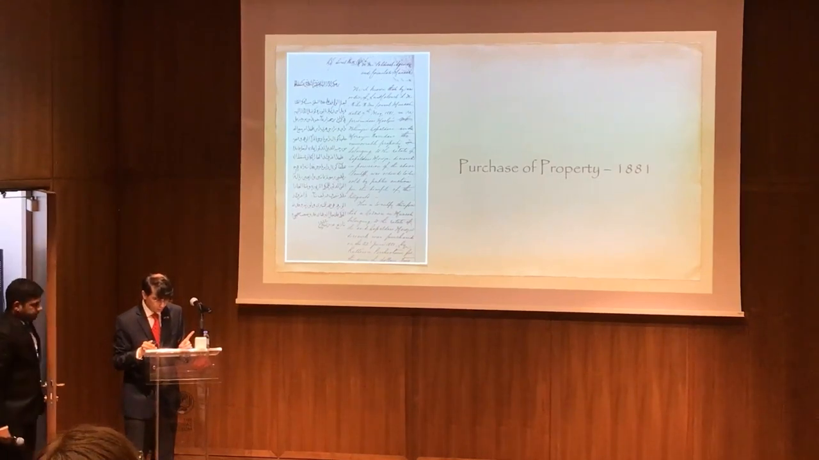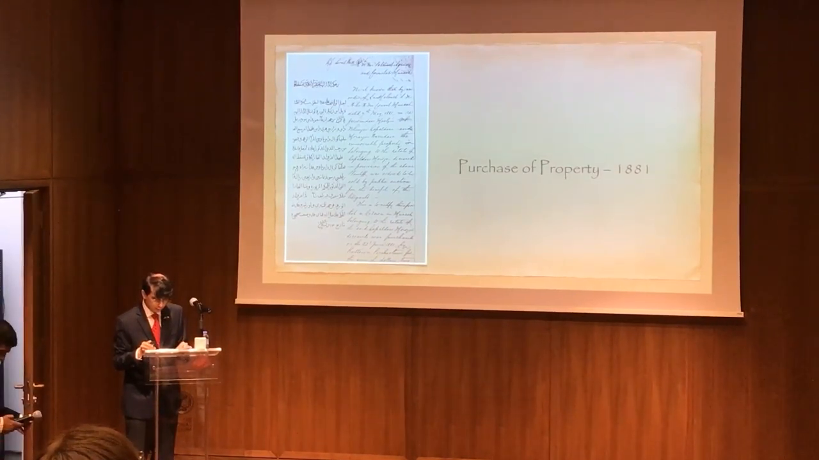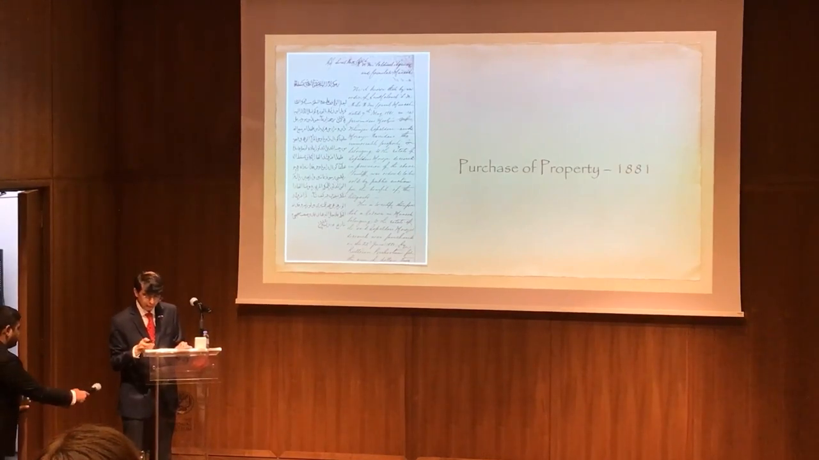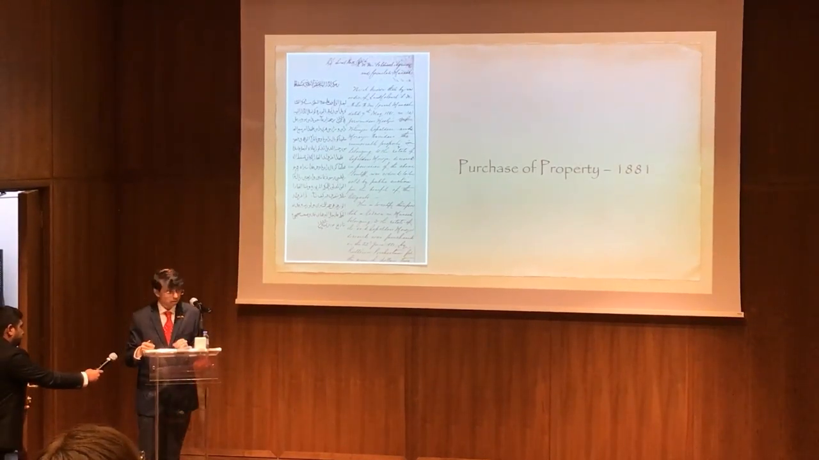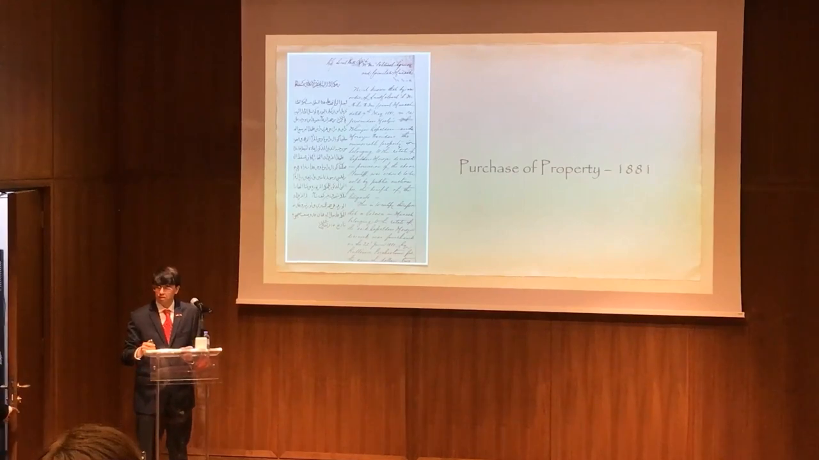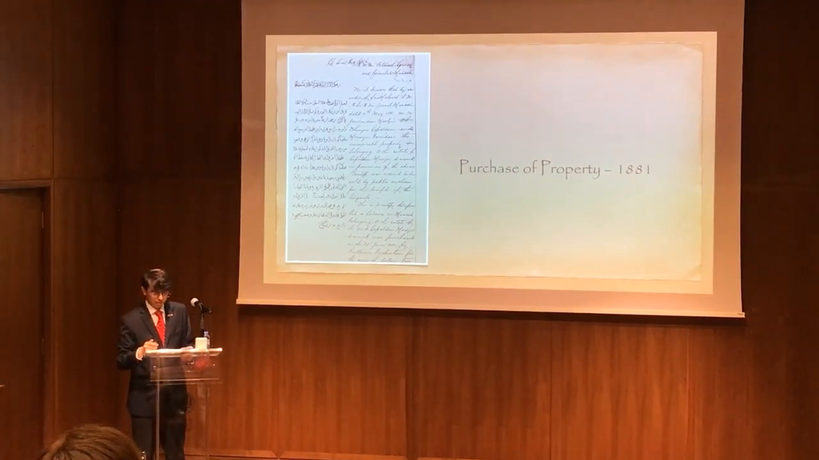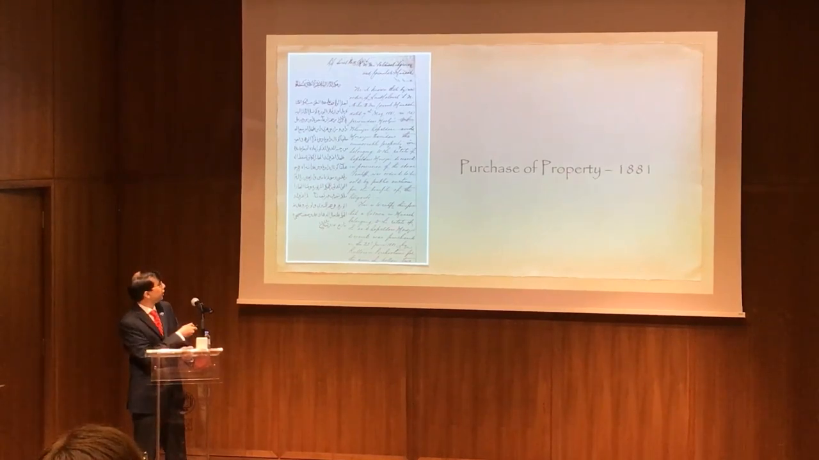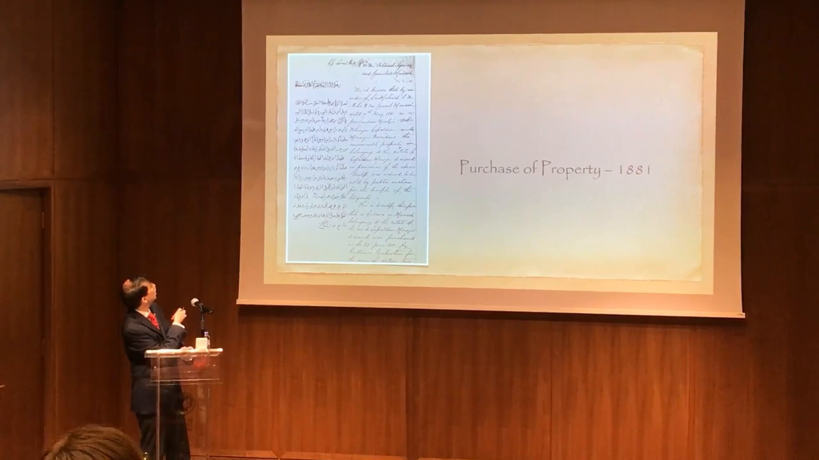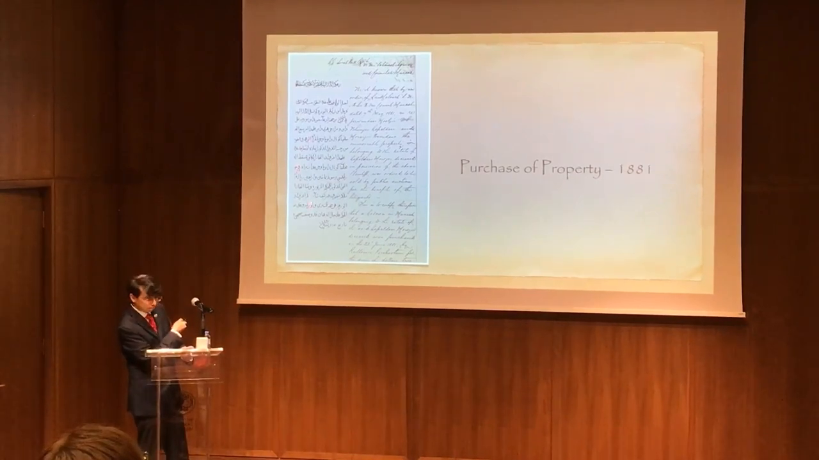This document shows an auction property in Muscat being purchased by Ratan Singh Purushottam on 22nd June 1881. We can read the name out here and the date was also on here. Unfortunately, I think parts of the Arabic piece has been cut off.